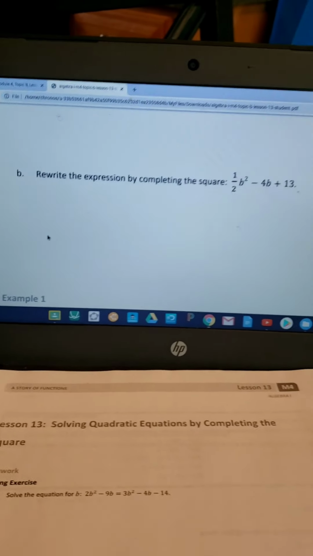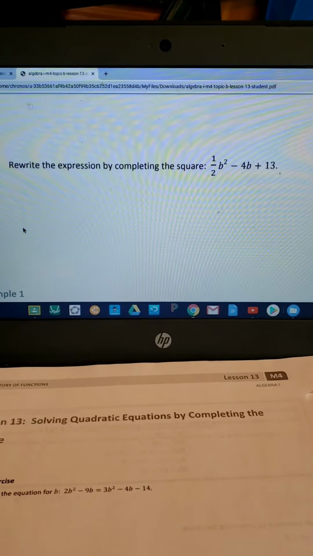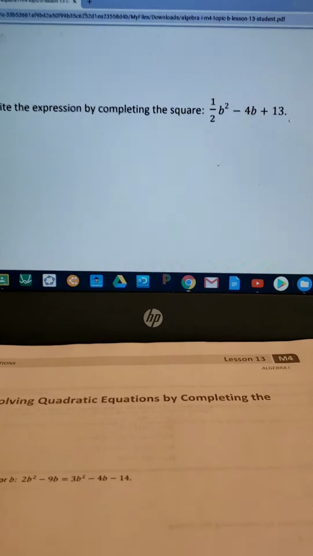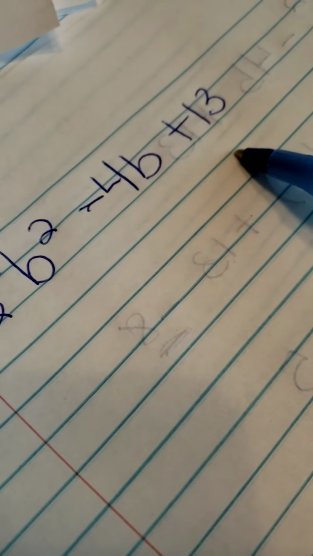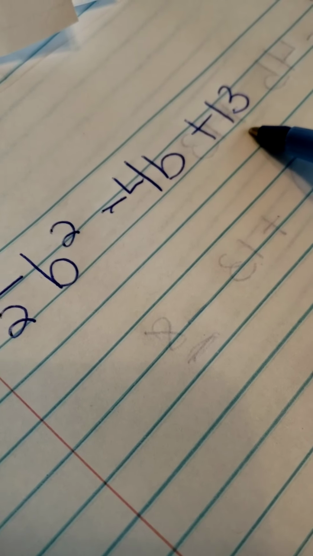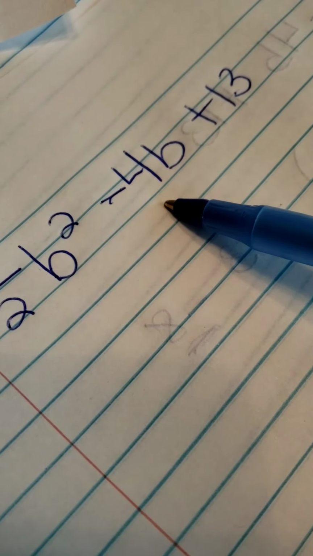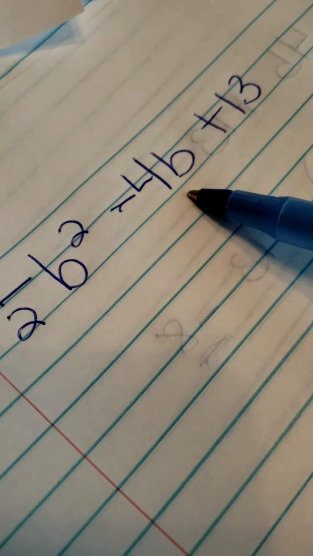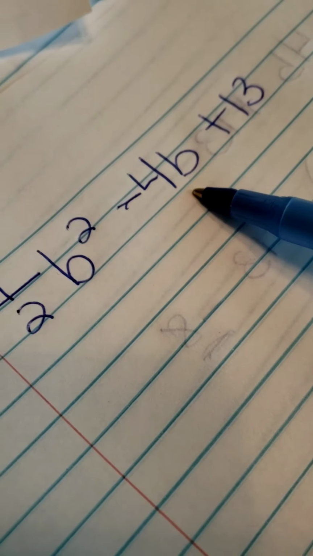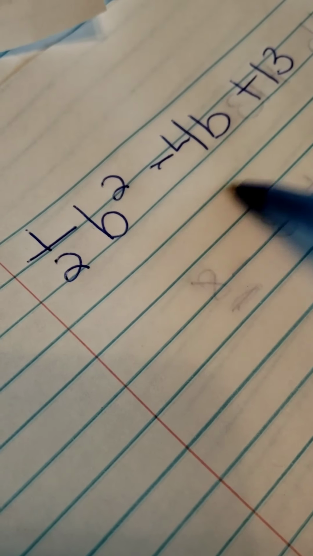All right. Okay, now I am going to look at number 2. All right, so I've written it on my paper. And as I look at this problem, I realize that I can't think of two numbers that when I multiply together, I get a product of 13, and then I can get a difference or a sum of negative 4. All right, so this is going to require that I actually do something here.